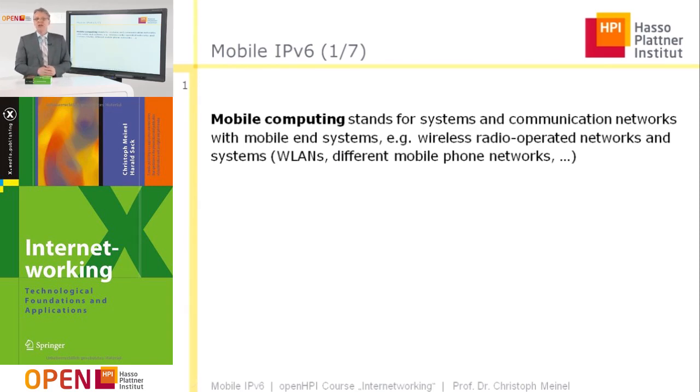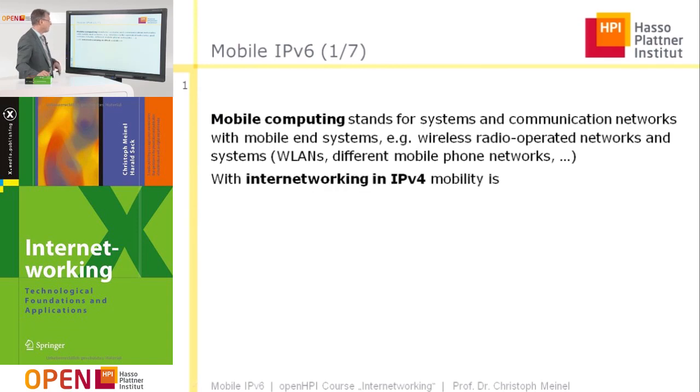There are different technologies in place. These mobile networks can operate on radio waves. They can use infrared. They can use Bluetooth or other types of technologies. We already discussed wireless local area networks and the mobile phone networks. All these wireless network technologies provide, in principle, the possibility to also connect to the internet.